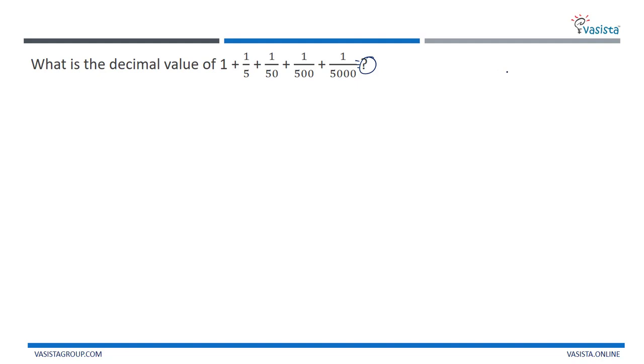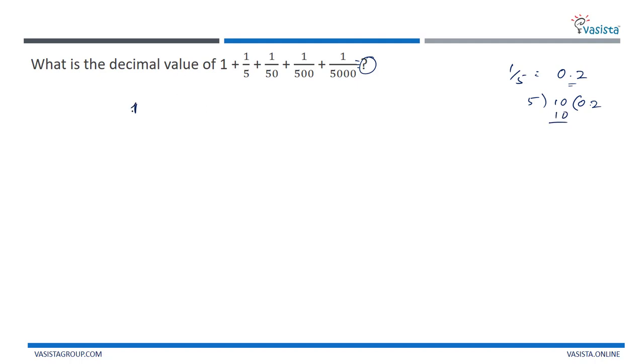Let us check out 1 by 5. 1 by 5 is nothing but 0.2, right? Let us check out 1. Let me divide by 5. I can't divide this, so I'll put a point here, 0.0, and it is 2, right?